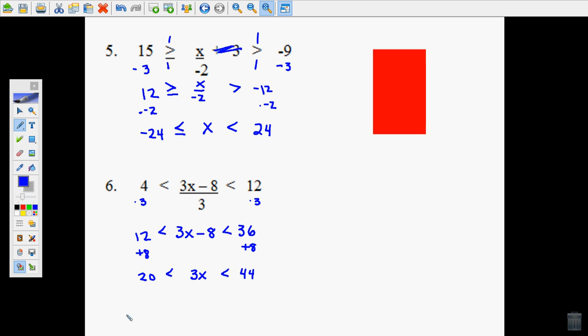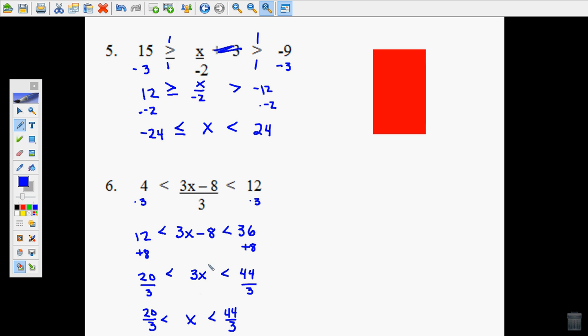And then what would your last step be? Okay, you should divide by 3. So divide by 3. And as we divide by 3, 20 divided by 3 doesn't come out even, so we're just going to leave it as a fraction, 20 over 3. Okay, in the middle we just have the x, and then 44 divided by 3, that doesn't come out even either, so we'll just leave it as the fraction, 44 over 3. So if those things don't come out even and they don't reduce, then just leave them as a fraction. And so our final answer there is 20 over 3 is less than x, which is less than 44 over 3.